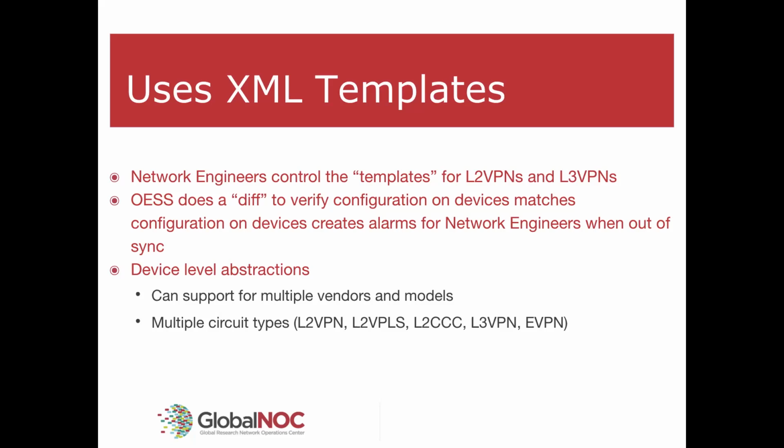OESS does a diff to verify the configuration on the device matches what OESS thinks it should be. And if it doesn't have that, it'll actually create alarms for our network engineers to go and resolve when there's a sync problem. Another interesting part here is we've kind of done some device and protocol level abstractions. So we can support multiple devices, multiple vendors, multiple circuit types, for example. So we do L2 VPN, L2 VPLS, L2 CCC, L3 VPN, and the latest is EVPN, which we're using on the QFX devices for MANLAN and WICS.